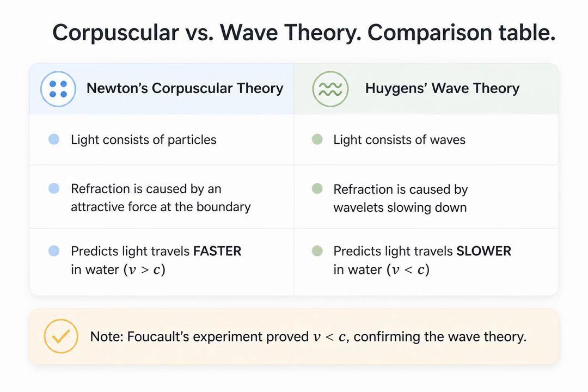This speed of light prediction was the ultimate battleground between Newton's corpuscular theory and Huygens' wave theory. Newton argued that light consists of particles accelerated by an attractive force at a boundary, meaning light should travel faster in water than in air. Wave theory predicted the exact opposite. When Foucault experimentally measured the speed of light in water and found it was indeed slower than in air, Newton's corpuscular model was rejected, securing a major victory for the wave theory.